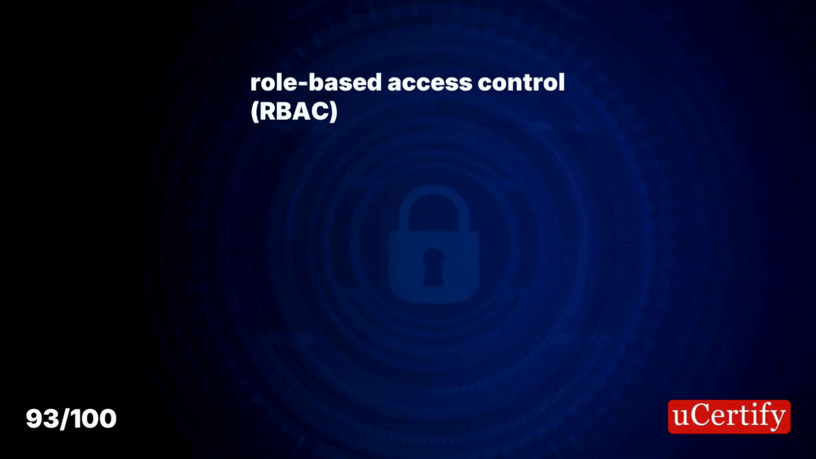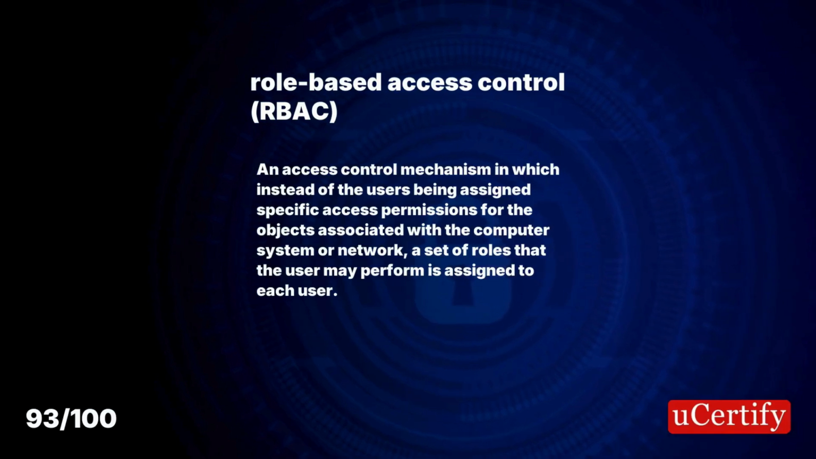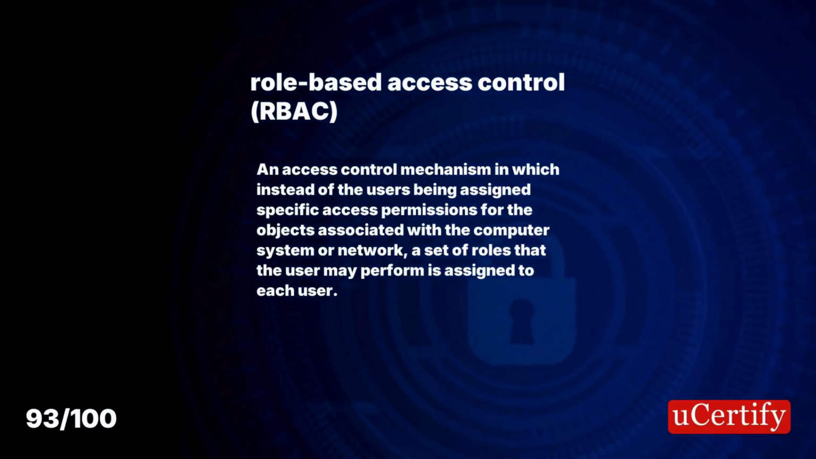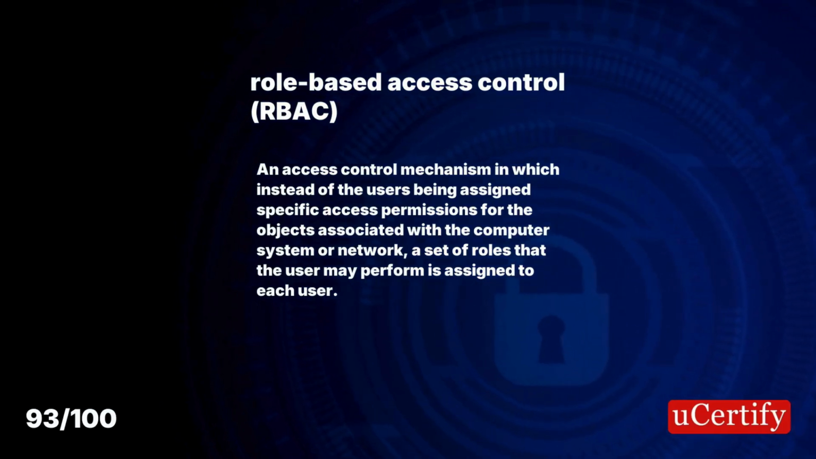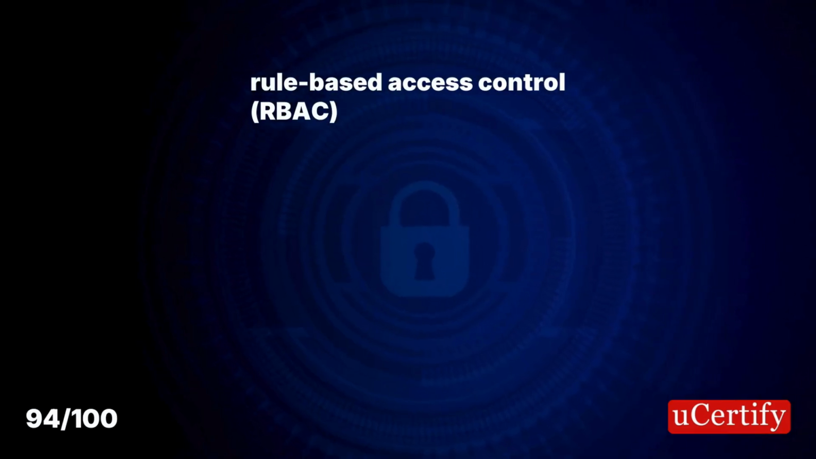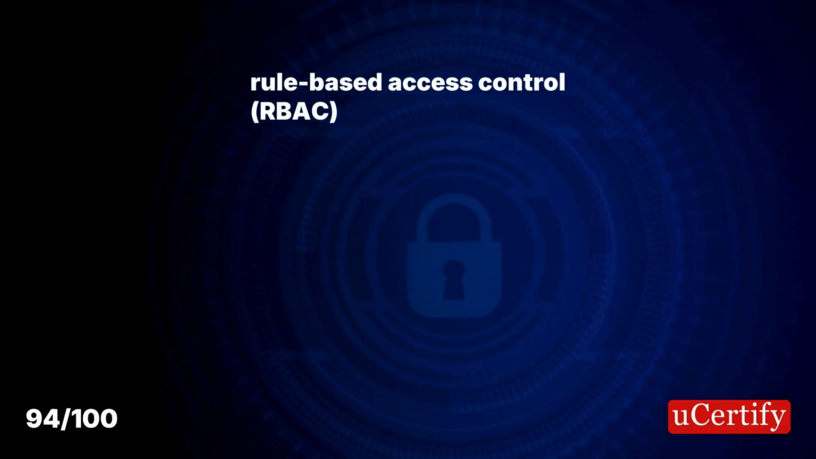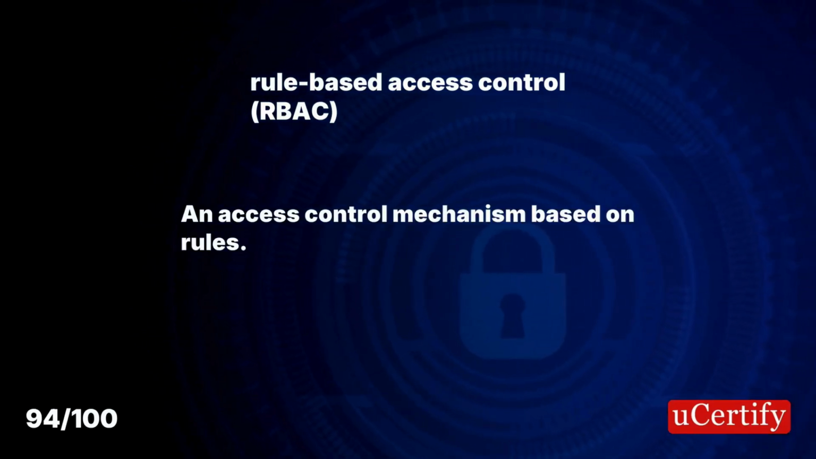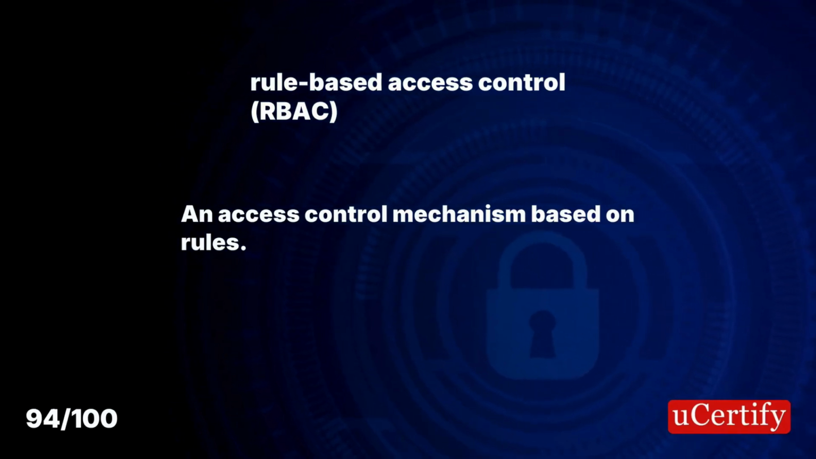Term: role-based access control, RBAC. Definition: an access control mechanism in which instead of the users being assigned specific access permissions for the objects associated with the computer system or network, a set of roles that the user may perform is assigned to each user. Term: rule-based access control, or RBAC. Definition: an access control mechanism based on rules.